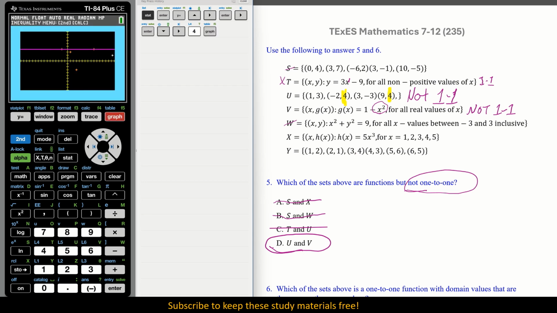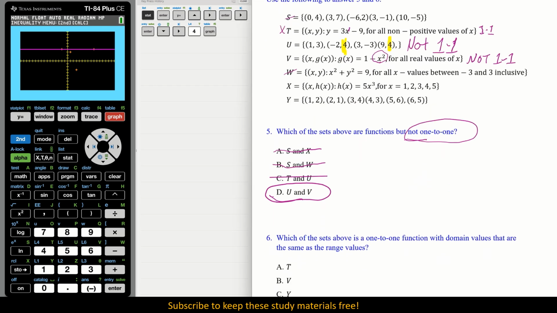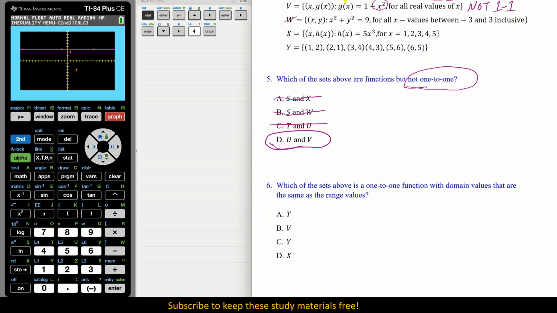And notice that our line goes right through 2 points, therefore it is not one-to-one, although it is a function. It does not pass the horizontal test, but it passes the vertical. Okay, so number 5, verified. Let's go to number 6.